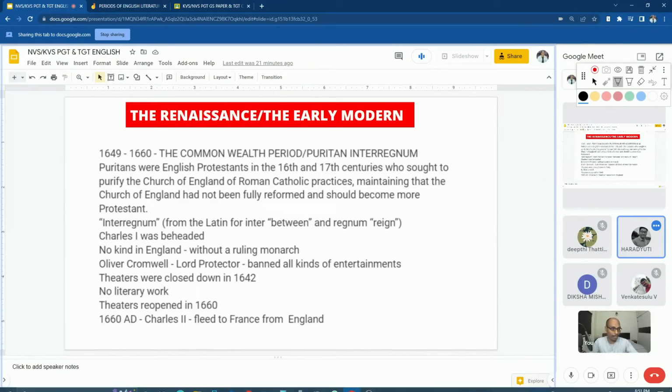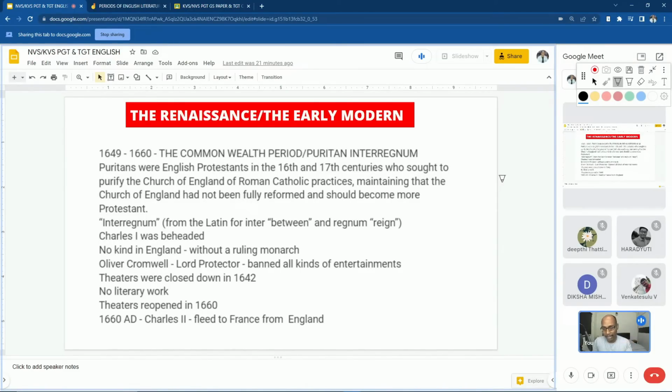Right. Now we have 10 more minutes. Let us complete this Commonwealth period or Puritan Interregnum. One way I can tell you, it is like Al Qaeda or some kind of radical militant organization ruling the country. So 1649 to 1660, the Commonwealth period or Puritan Interregnum. Puritan Interregnum means whatever the religious beliefs are there, they are going to control them with that. Puritans were English Protestants in the 16th and 17th centuries. Puritans are also part of Protestants, but they are like Taliban.